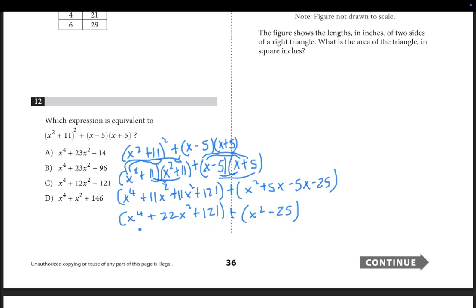So now all we have to do is just combine like terms. We're going to have no like terms for x to the 4th, so just keep that right here. But we have a like term for x squared. So we have 22x squared plus x squared. We have like terms for 121 and minus 25 as their constants. So x to the 4th plus 23x squared plus 96 is our answer, making our answer B.